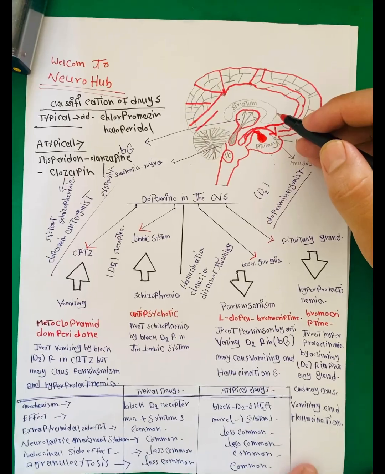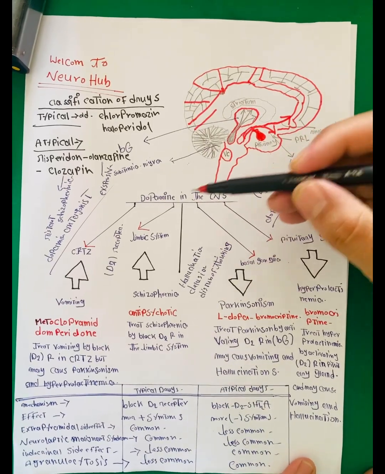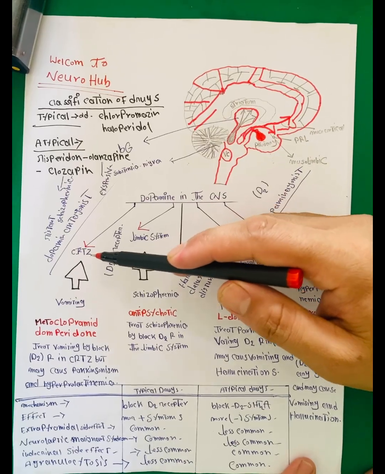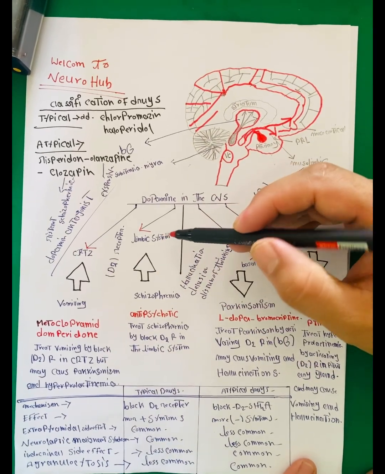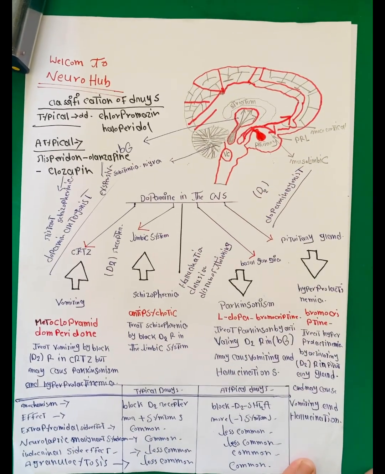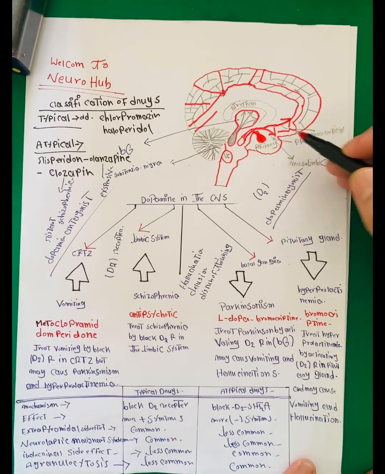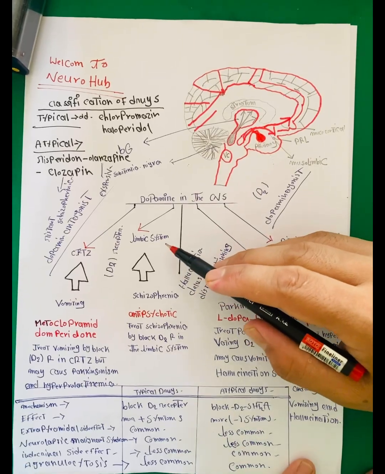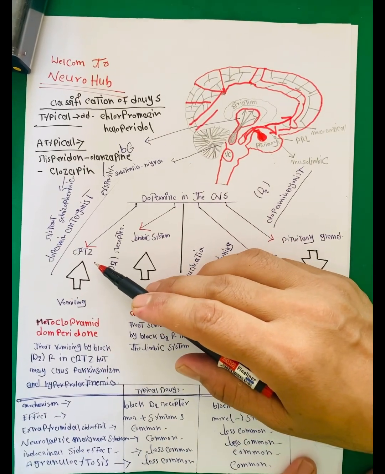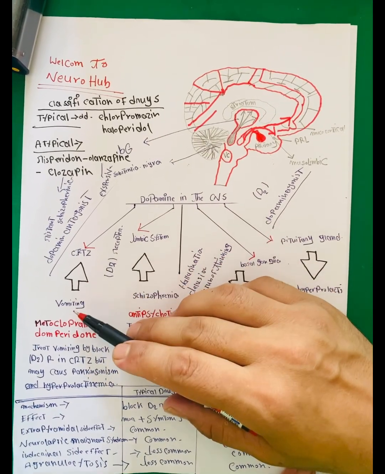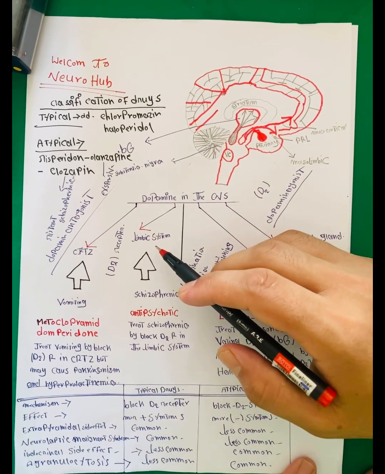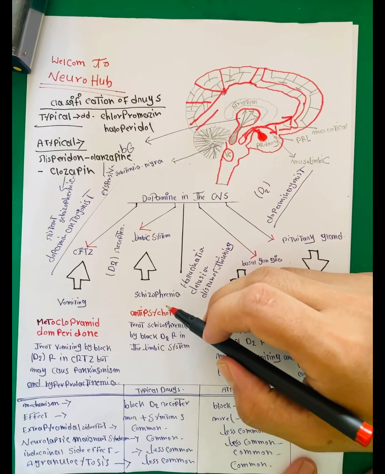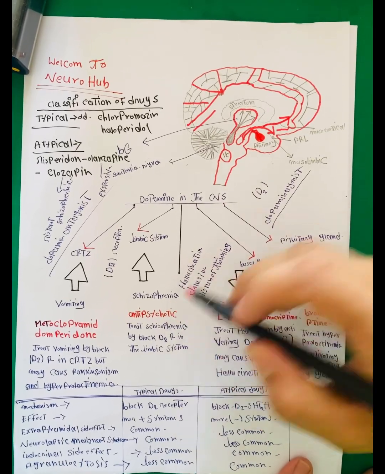So coming here, you see the dopamine in the CNS. We have it in the CRTZ, chemoreceptor trigger zone, and we have it in the limbic system, here in the mesolimbic and mesocortical area. If the dopamine is increased in the CRTZ or vomiting center, it causes vomiting, and if dopamine is increased in the limbic system, it causes schizophrenia-like symptoms. It's not schizophrenia, it's schizophrenia-like.